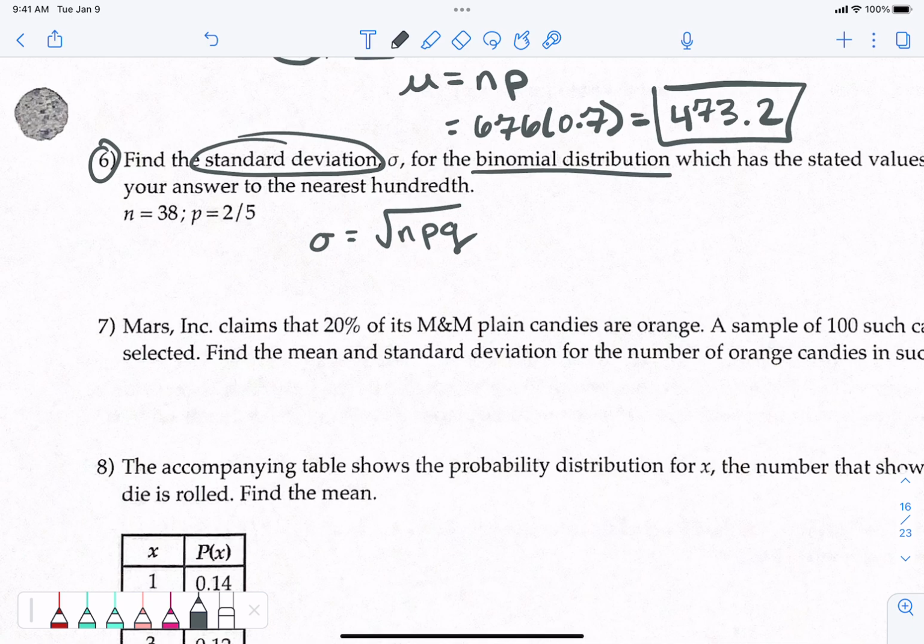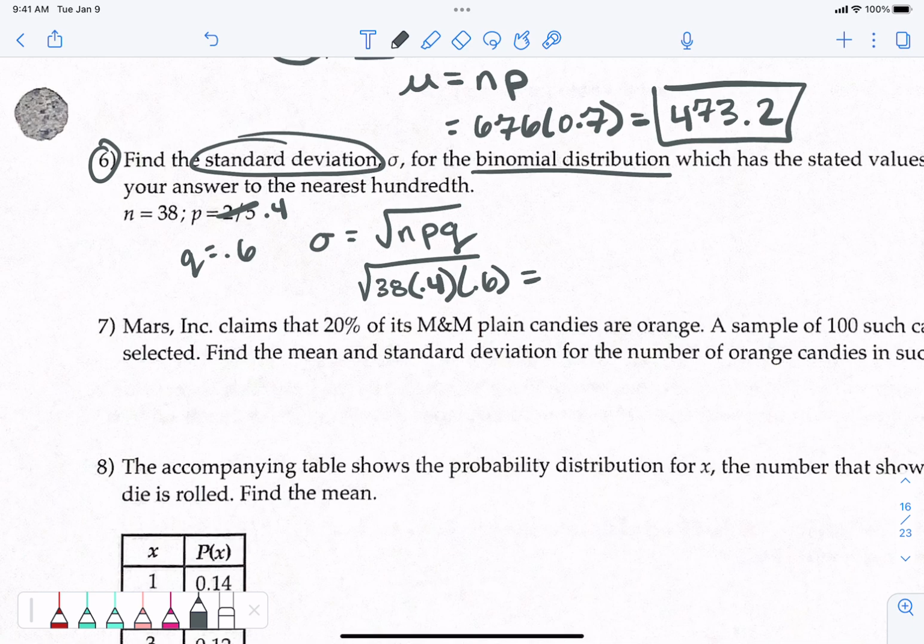Okay, now n is 38. P is 2/5. I don't like 2/5 because I don't like entering 2/5 into my calculator. What's 2/5 as a decimal? 0.4. I'm going to change it to 0.4. You don't have to, but I'm going to. Q is 0.6. So 0.4 times 0.6 times 38, and the square root of that.